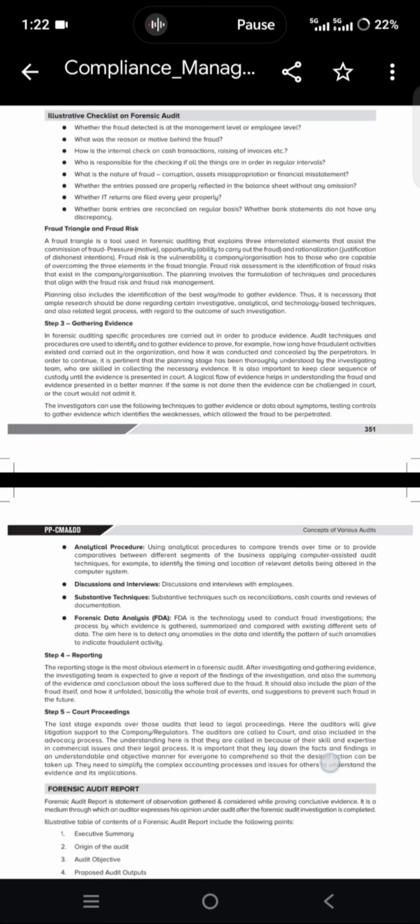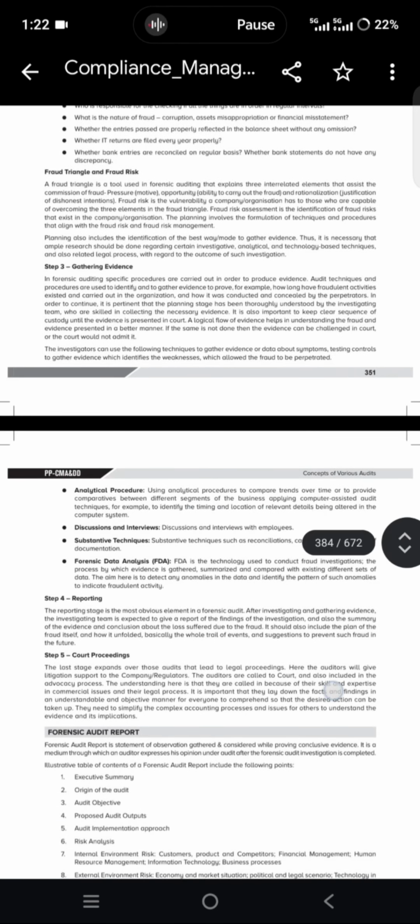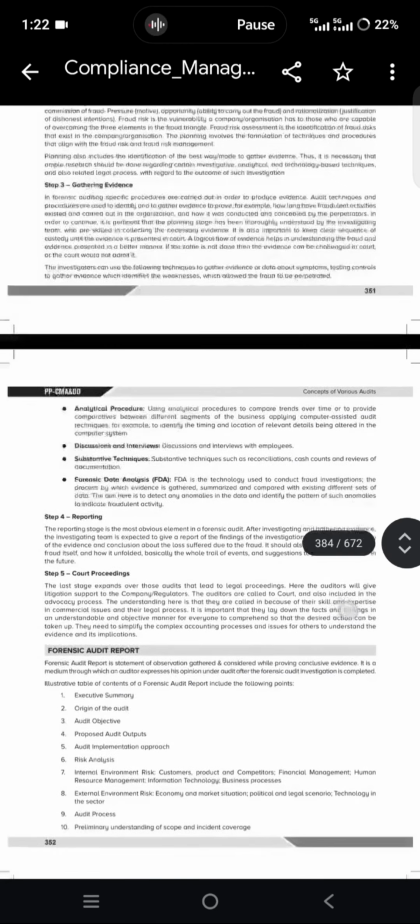Companies get into such type of fraud so as to show a better performance of the company than what it actually is. Procedure for forensic auditing investigation. First, accepting the investigation. Second, planning the investigation. Third, gathering the evidence. Fourth, reporting. Fifth, court proceedings. Accept the investigation, plan the investigation, gather the evidence, report and court proceeding.